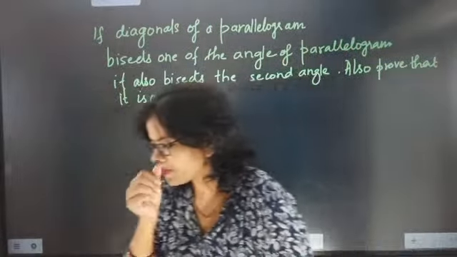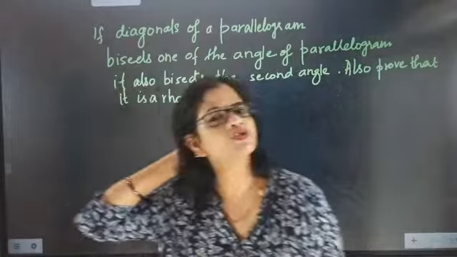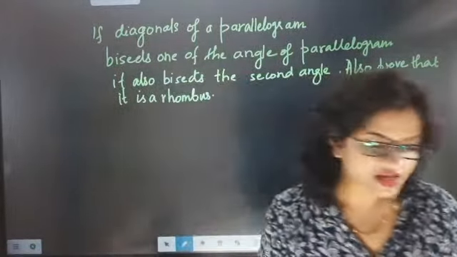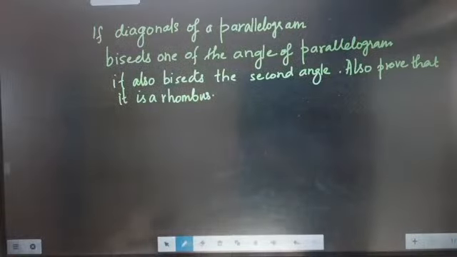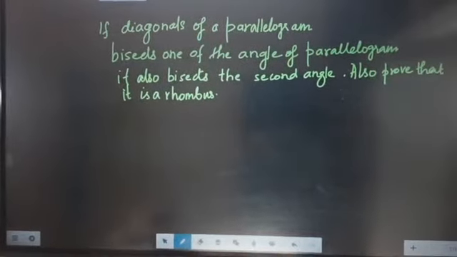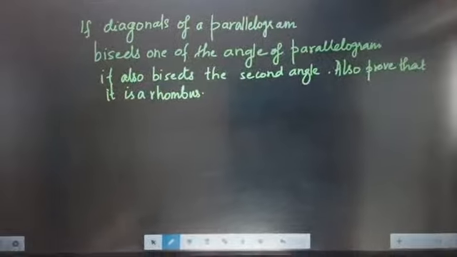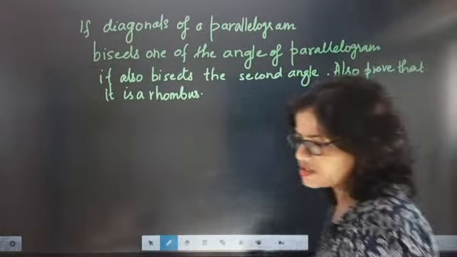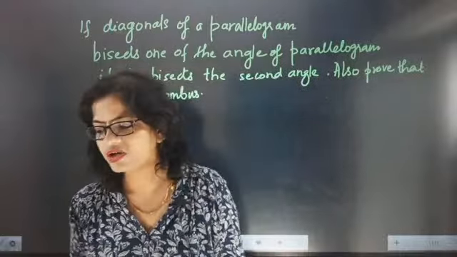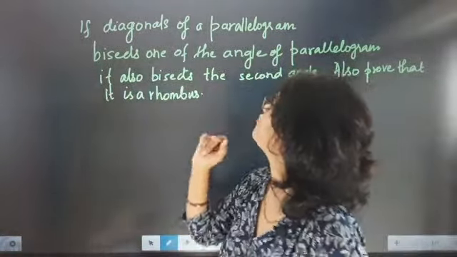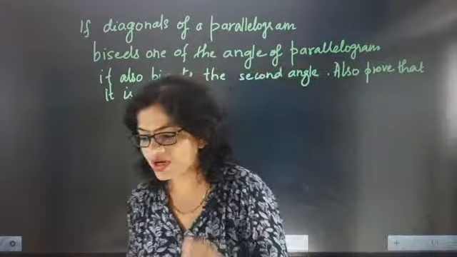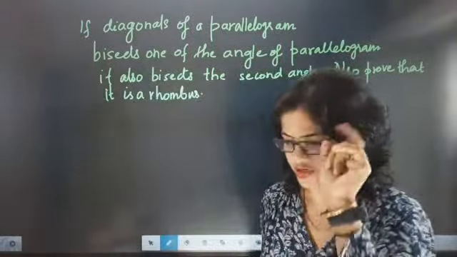Here, one thing we are seeing is that they are asking not one part of the question, they are asking more questions related to this. So exactly what are they asking from you? First part: the diagonal of a parallelogram is bisecting one of the angles. So only one angle it is bisecting, that is the first point.